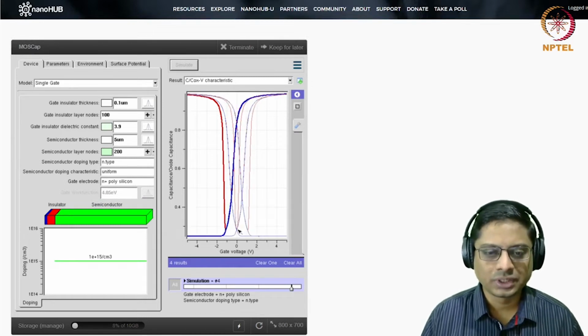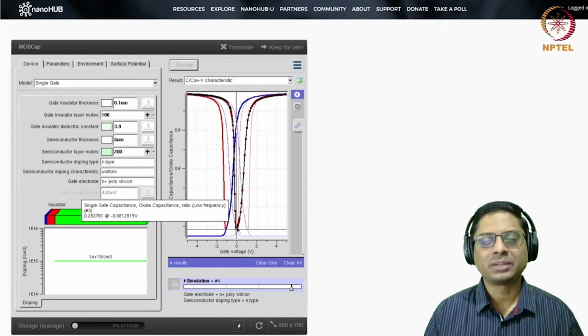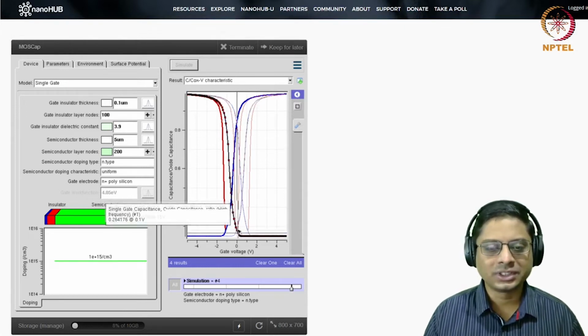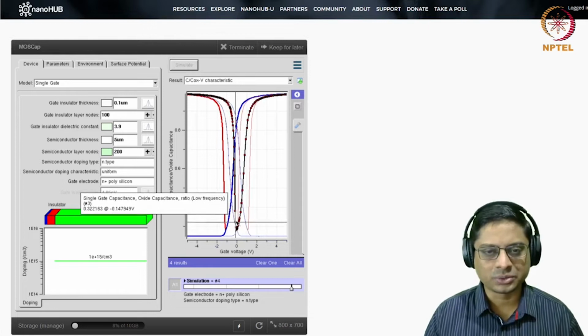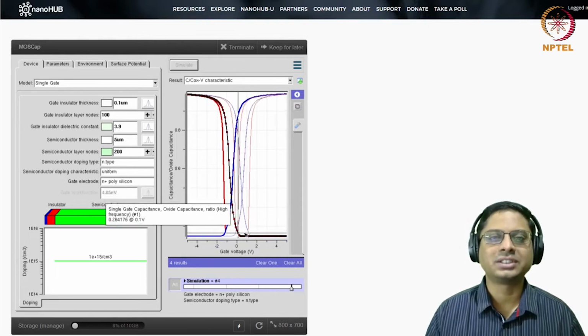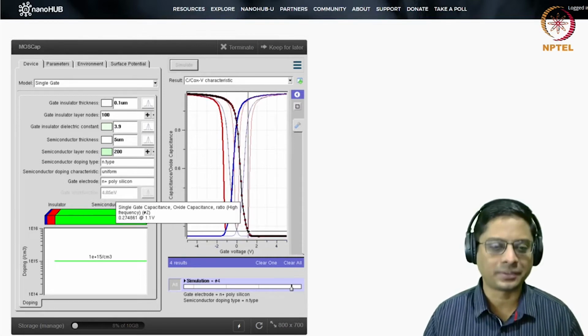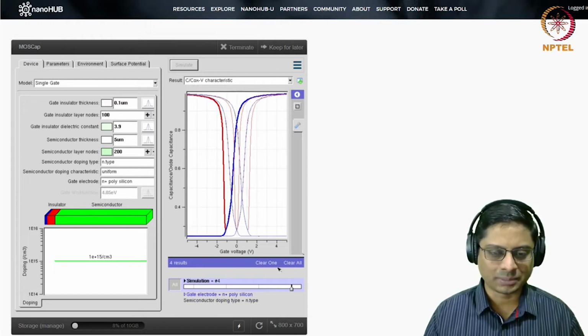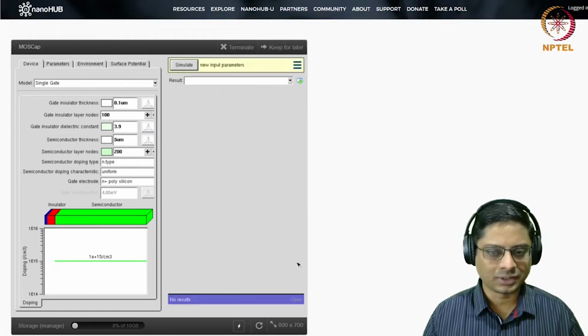Whereas if you choose N plus poly and P-type substrate, and P plus poly and N-type substrate, you see that the Vt's are very, very close to each other and a very small number. Okay, this is very important. That's what I wanted to emphasize once again. All right, let's clear this up now. I'll just clear all of these and let's study one more time.